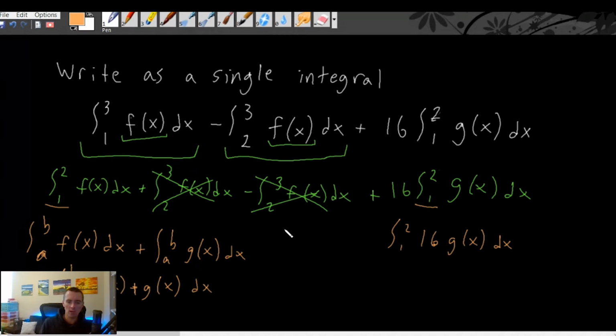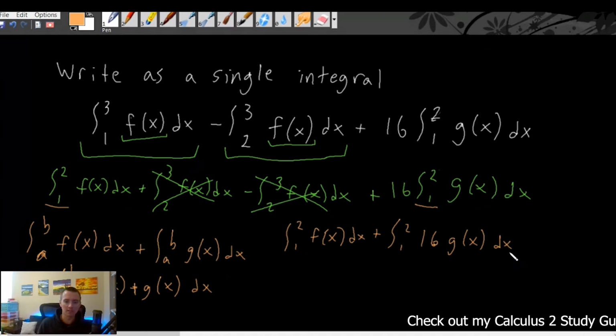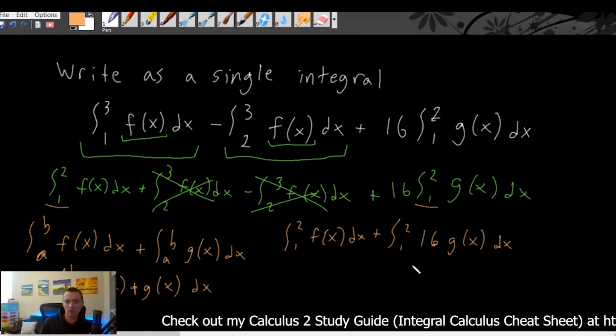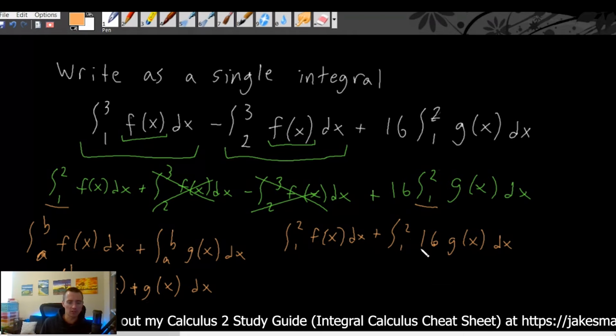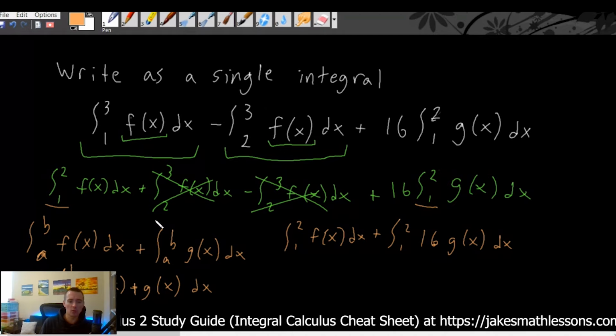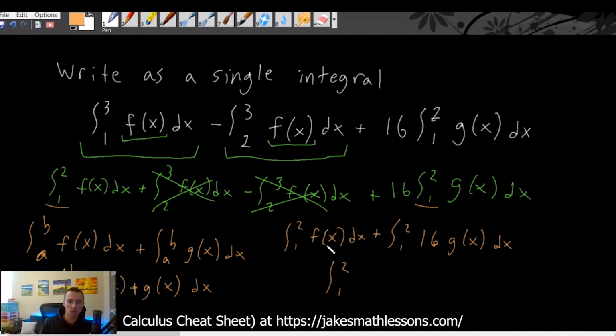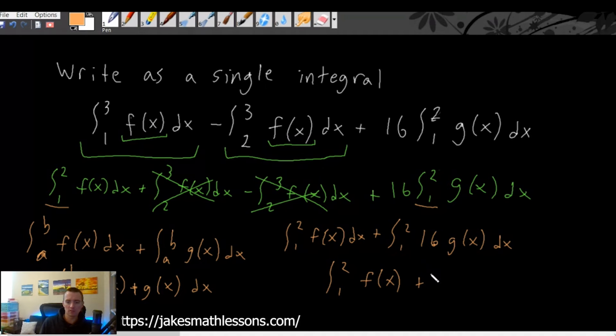Now we have what we wanted to hopefully get, which is the integral from 1 to 2 of f of x dx plus the integral from 1 to 2 of 16 times g of x dx. Now that they have the same bounds, we can apply this property over here, which tells us that this is going to combine down into the integral from 1 to 2 of whatever this function is, so f of x, plus whatever this function is, 16 g of x.